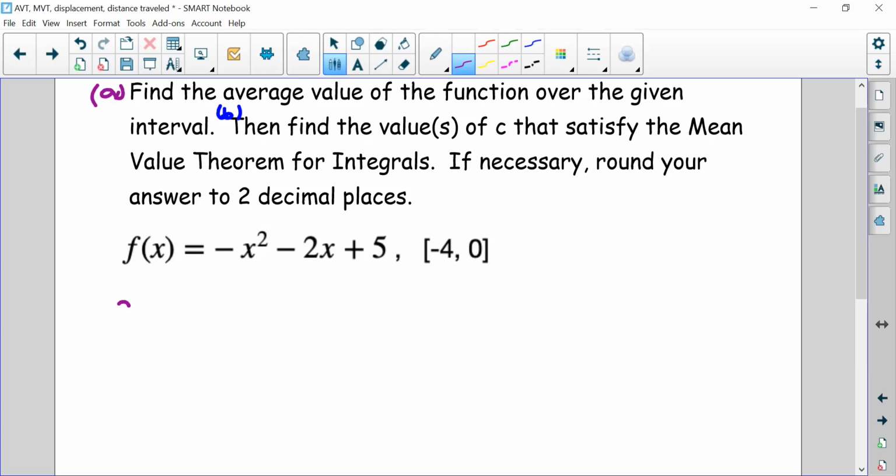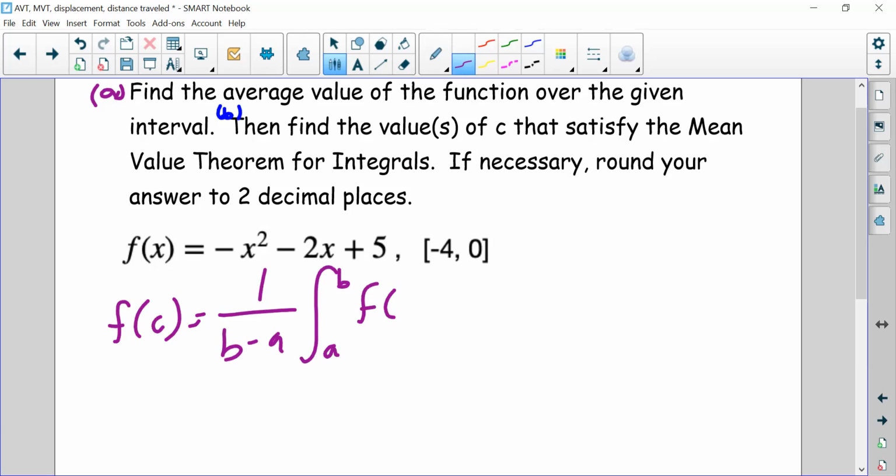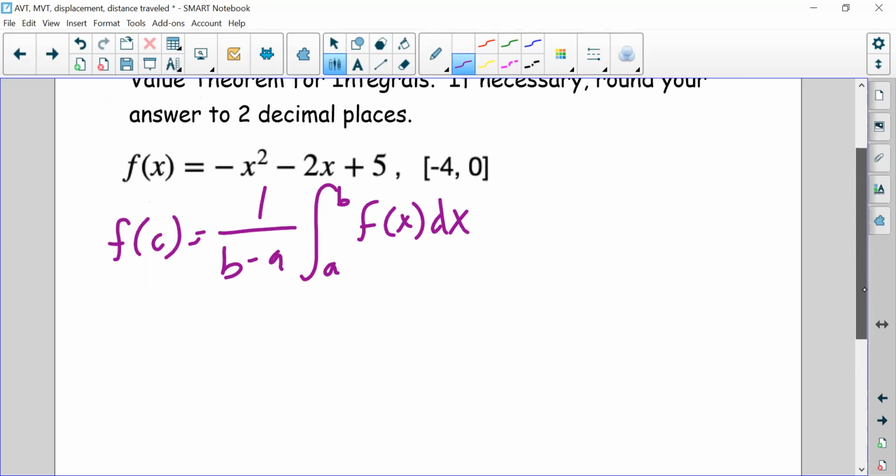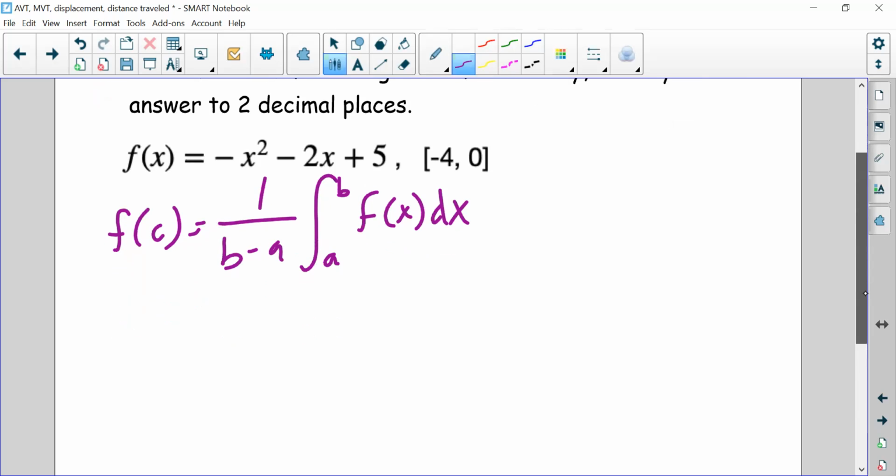I know I want to find f of c, and f of c is found by taking 1 over b minus a, the integral from a to b of f of x dx. Also, have your calculators out. I'm going to teach you how to do integrals on your calculators today. Some already know, but some don't.